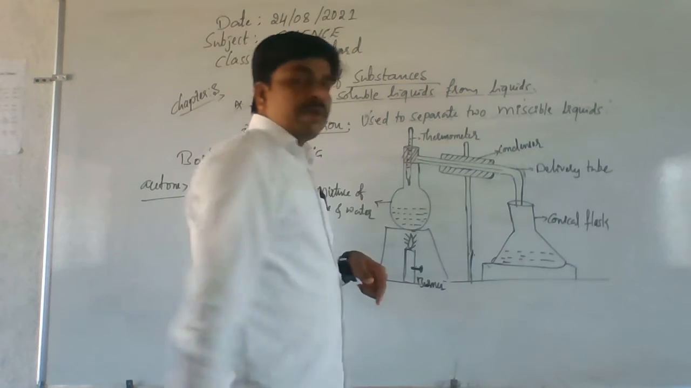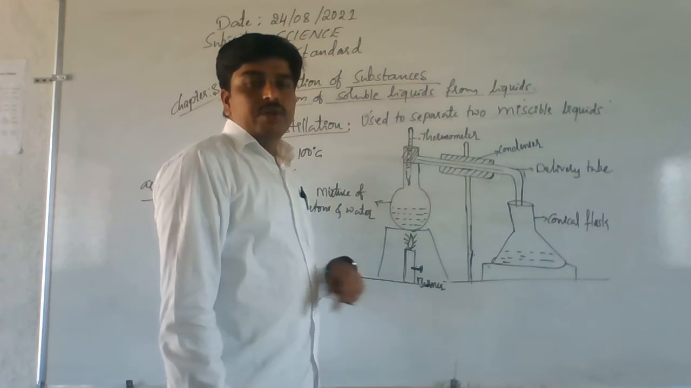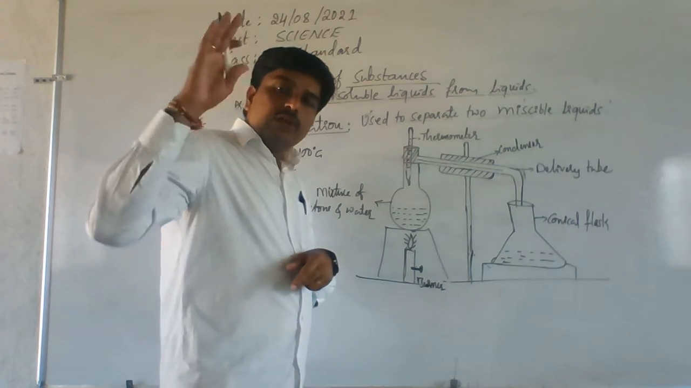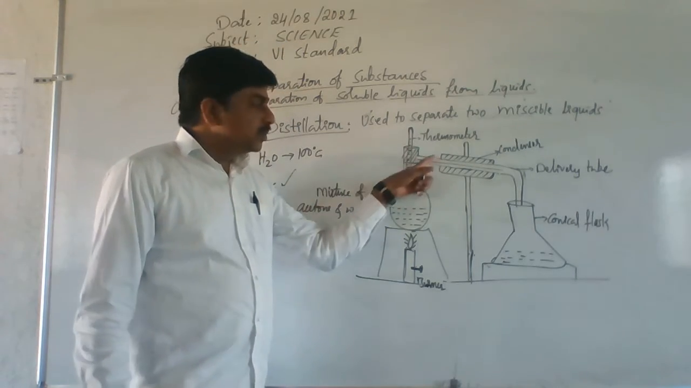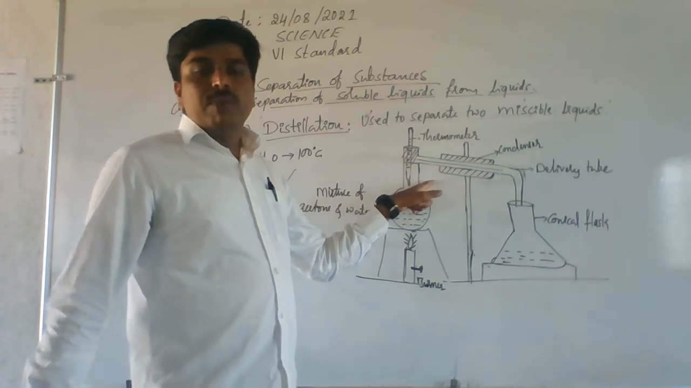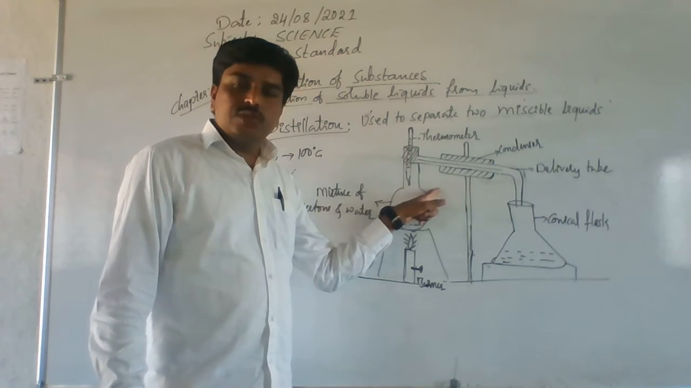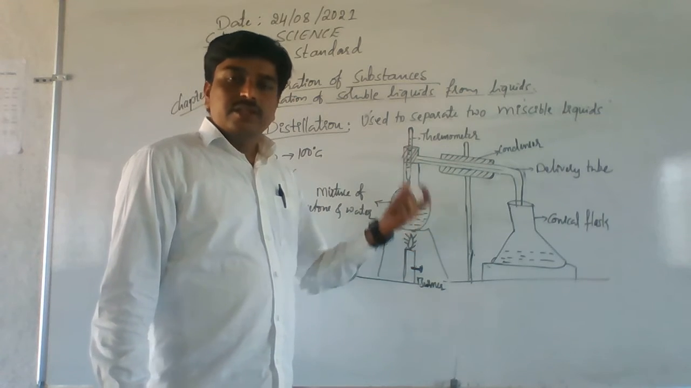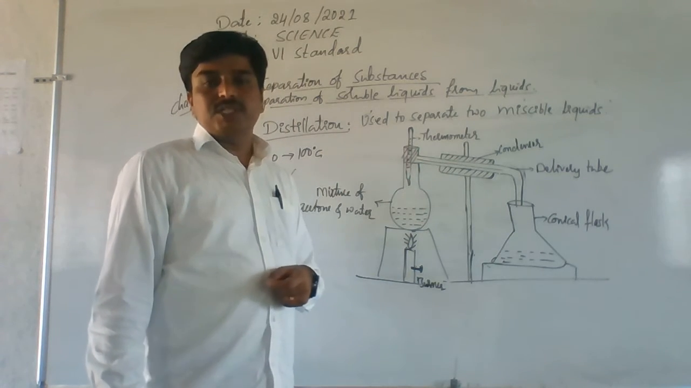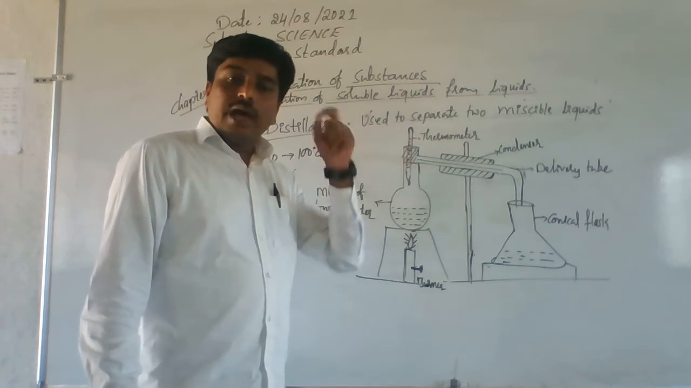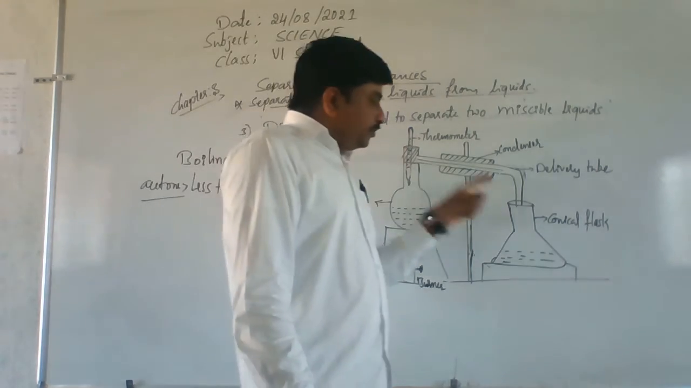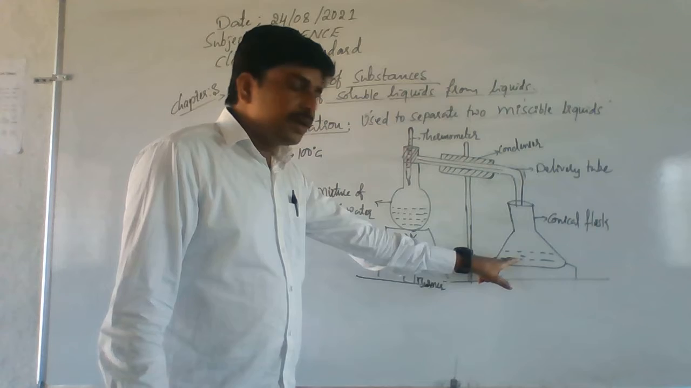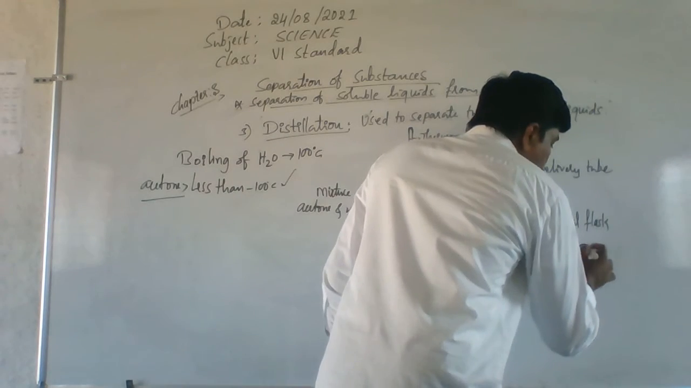This acetone vapor passes through the delivery tube, which contains a condenser. This condenser cools the vapor of acetone, and the acetone turns into liquid state again. Because the condenser is there, the acetone vapor can easily turn into liquid state. This liquid acetone is collected in a conical flask.